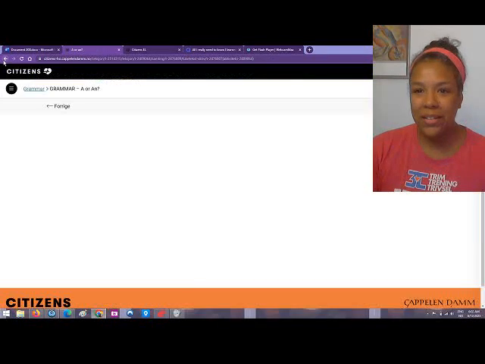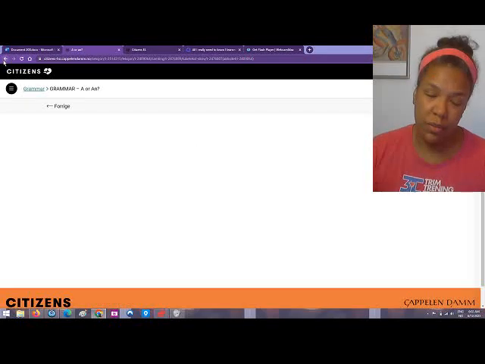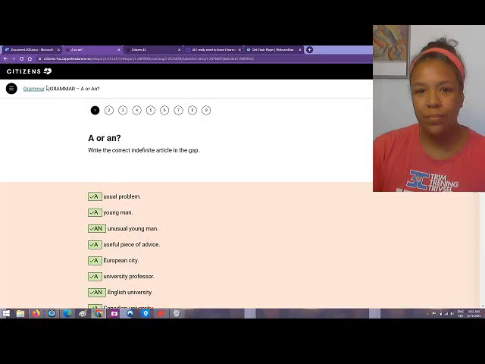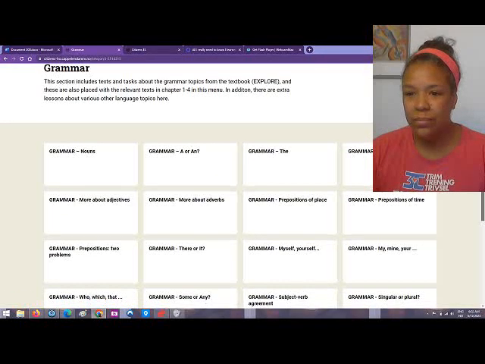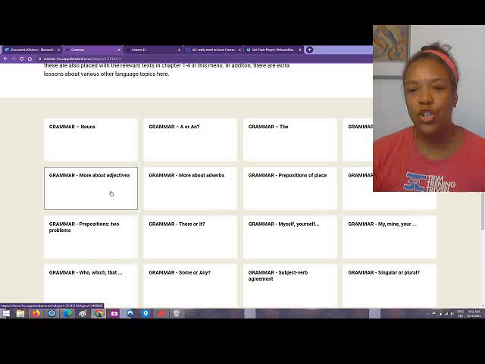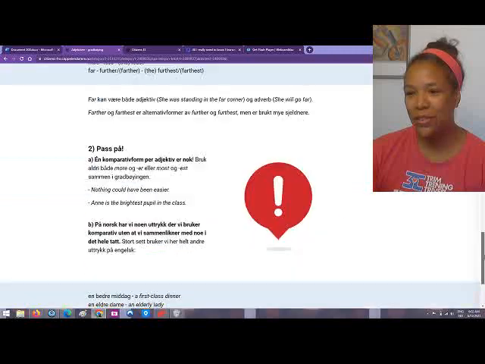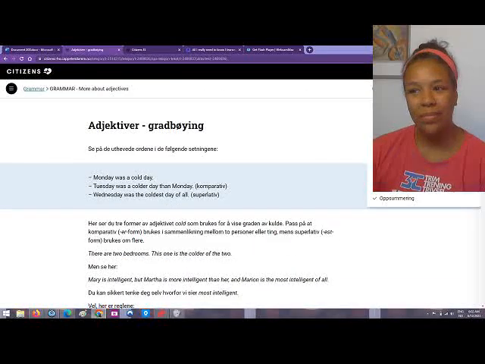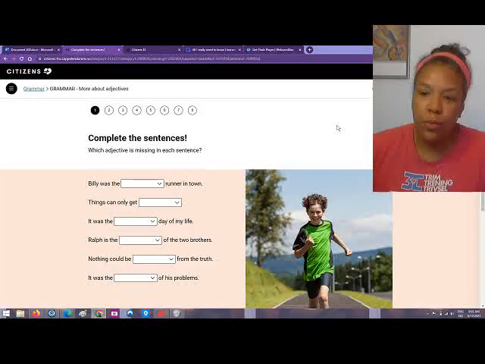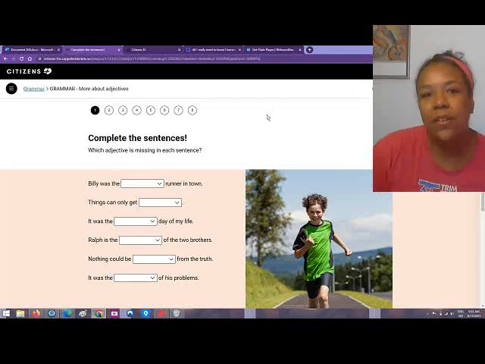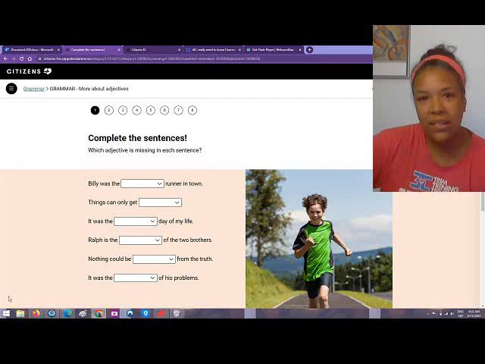Now let's go back to where it says grammar. We're not going to go over all of them, just a few of them. Adjectives. I'm not sure how many of you remember all of it. So before we do the actual exercise, I want to hear, what is an adjective? Give me an example of an adjective. Please type in the chat box.